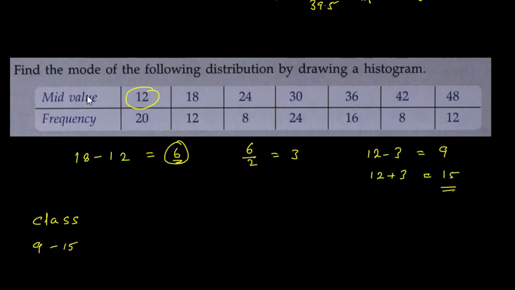So when the mid value is given, how do you find the class? First find the difference between mid values, then half of that difference subtracted from the mid value gives the lower limit of the class, and adding half of this difference to the mid value gives the upper limit of the class. So 9 to 15. Then the next class starts at 15. Each mid value has a difference of 6, so simply add 6: 15 plus 6 gives 21.